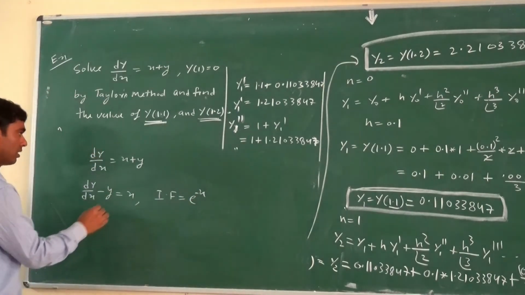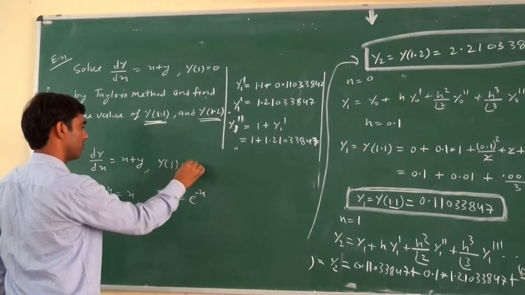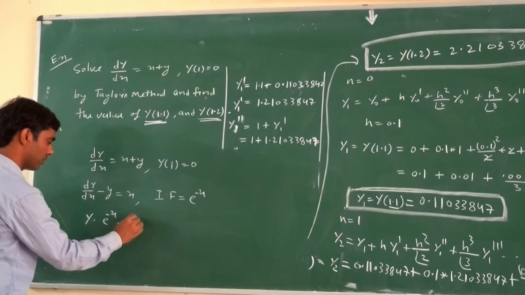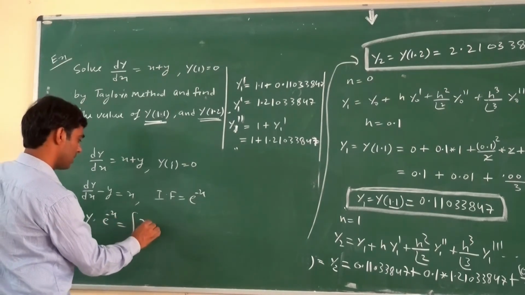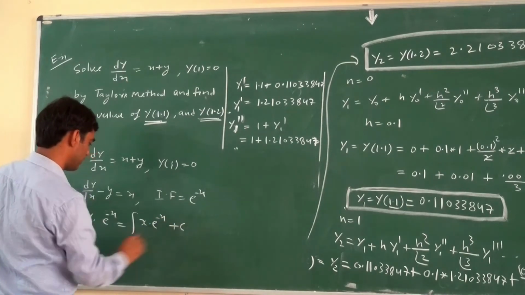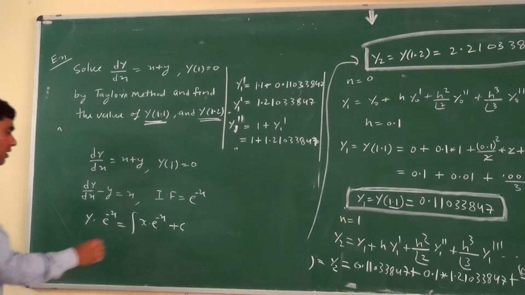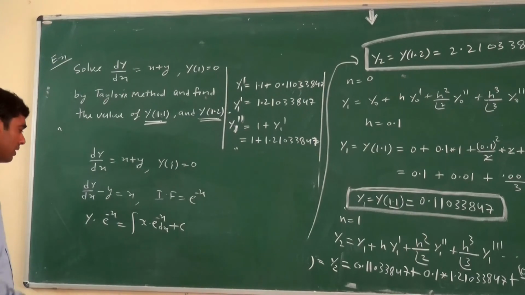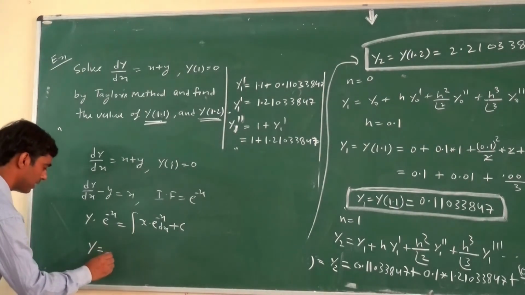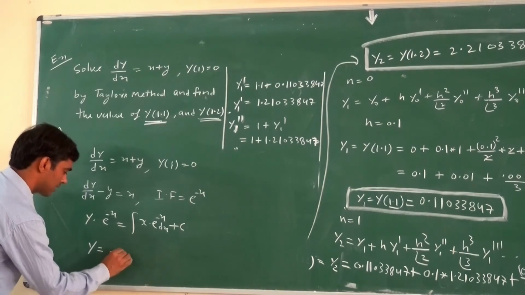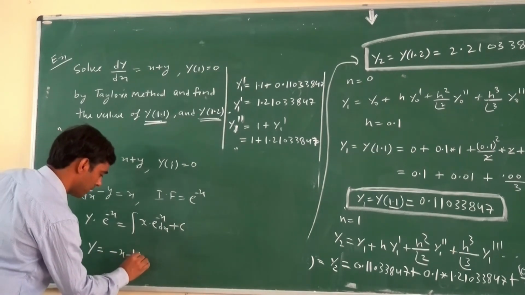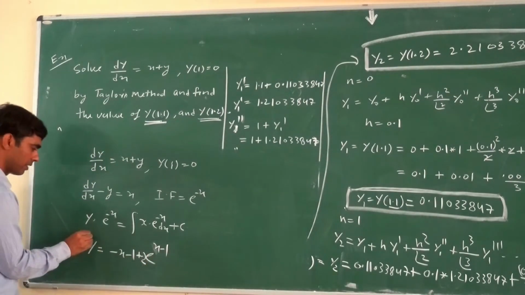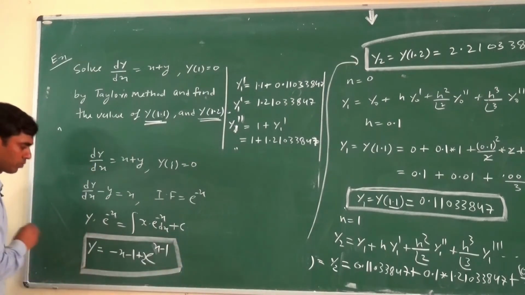And what is the solution? The initial condition is this one. So y into the integrating factor e to power minus x equals the integral of x e to power minus x, plus a constant of integration. After simplification and putting the initial value, we get y equals minus x minus 1 plus e to power x, times 2, minus 1. This is the actual solution.